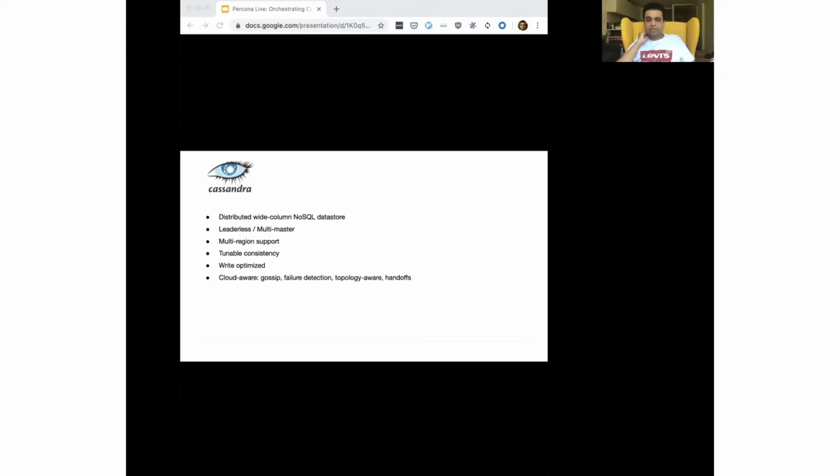And it also facilitates aspects such as hinted handoffs. When nodes die, their neighbor nodes take care of those reads, and then they give it back to the neighbor when the neighbor comes back. So things like that.